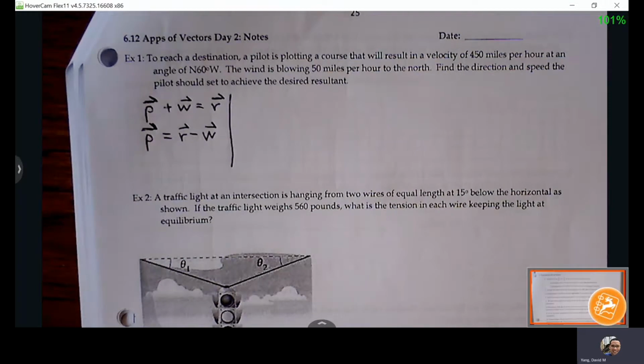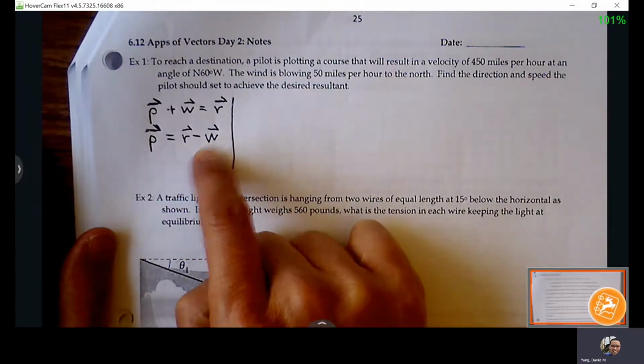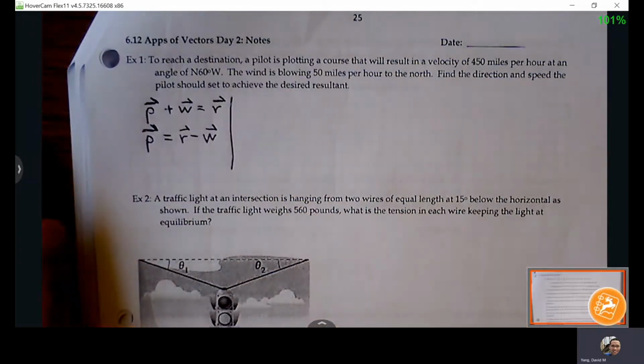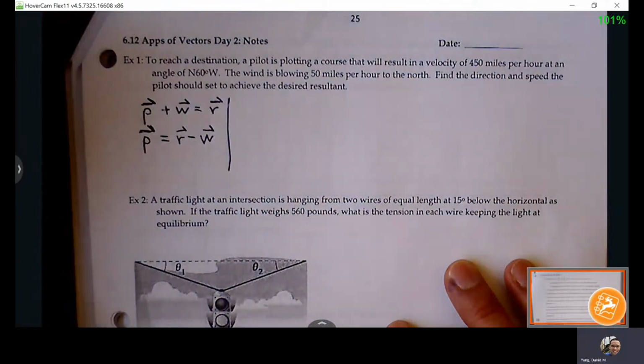Okay, it's not as straightforward as the previous, where the plane is aiming in a set direction and the wind is blowing it, and we're just trying to figure out where it's headed towards. Here the pilot already knows what direction he wants to be pointing at, but he has to adjust his plane so that he can use the wind to help course correct it. So let's find the vector R. We'll find vector W. We'll subtract those two, and we can figure out the plane's direction.